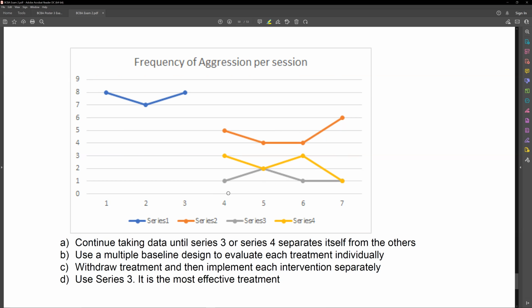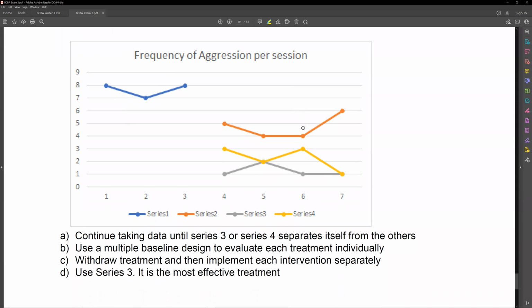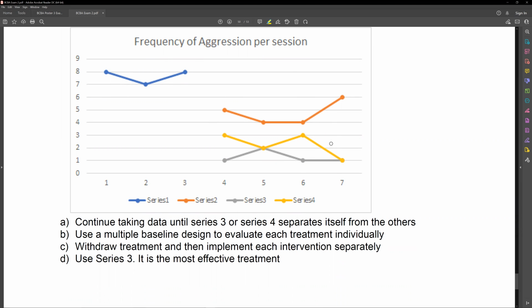Series 3, we had 1 instance of aggression for 3 days. Series 4, we had 1 instance of aggression for only 1 day. So even though they overlap, series 3 is still just a little bit better. So if we want to find the most effective intervention, what we really need to do is visually analyze this chart and which one are we going to pick? Are we going to A, continue taking data until series 3 or 4 separates itself from the others? Well, no need really. They've already separated themselves. We've reduced it and it's clearly separate from series 2.